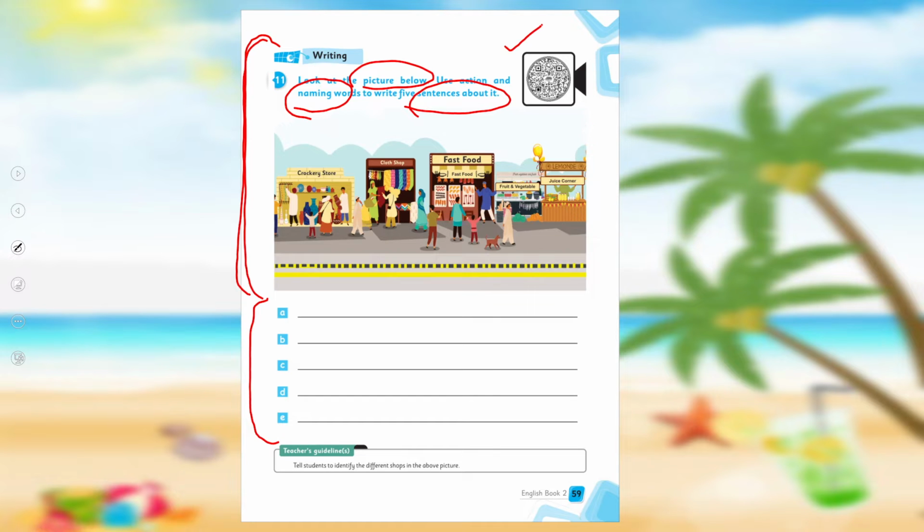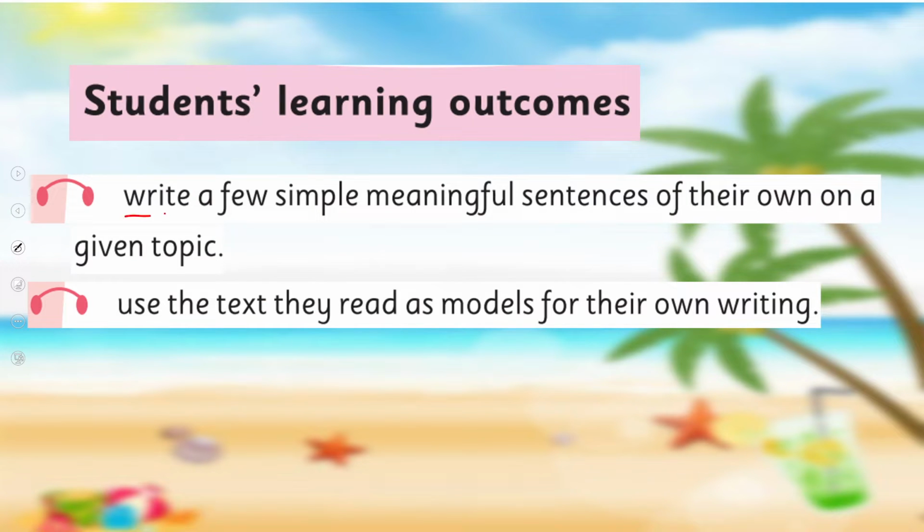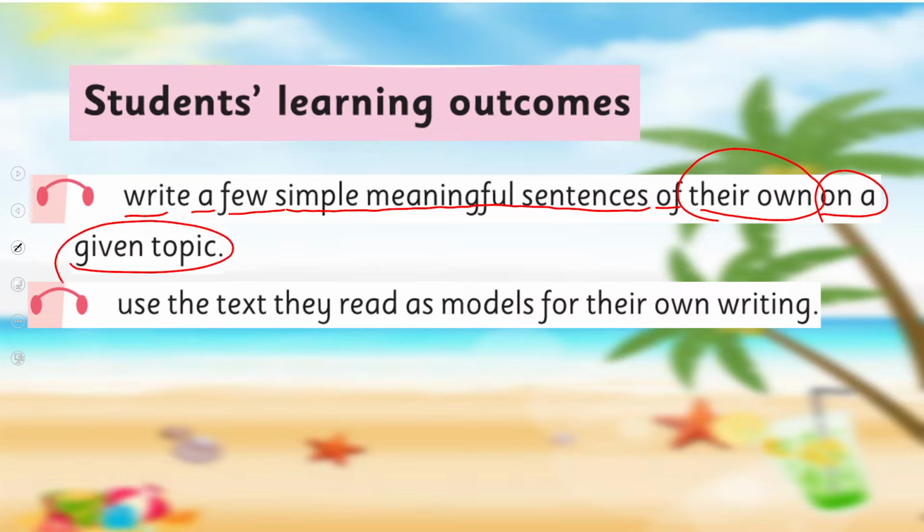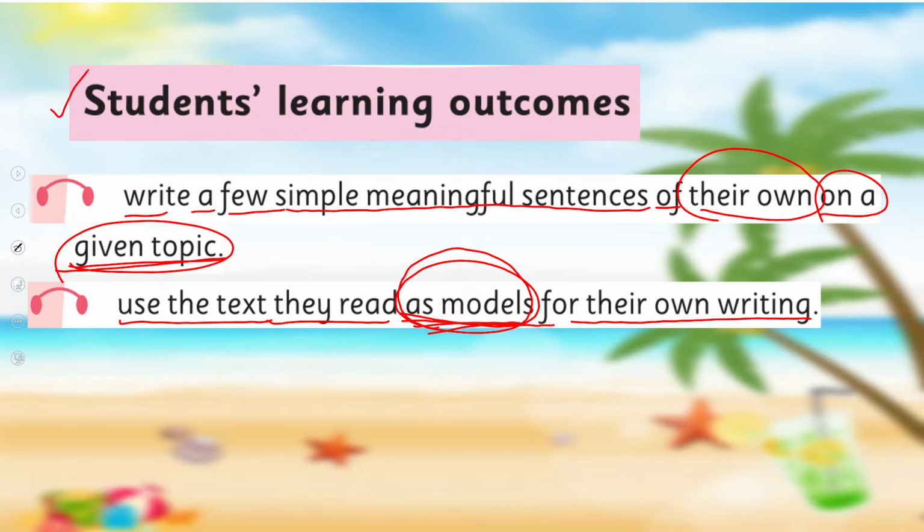If not, you may watch this video lecture again, because this practice is going to help us to achieve today's SLO, that is, write a few simple meaningful sentences of their own on a given topic. Use the text they read as models for their own writing. So what two things are we going to follow? We'll write on our own on a given topic, and the model, whatever we read, we'll use that model for our writing. These are today's SLOs.